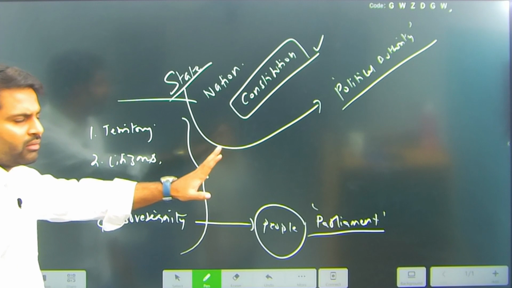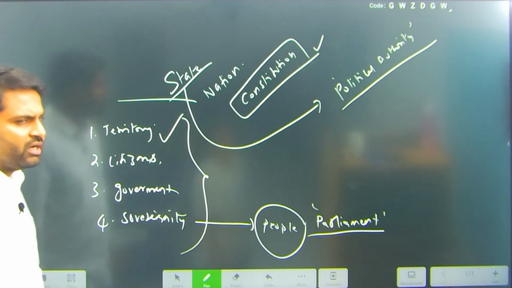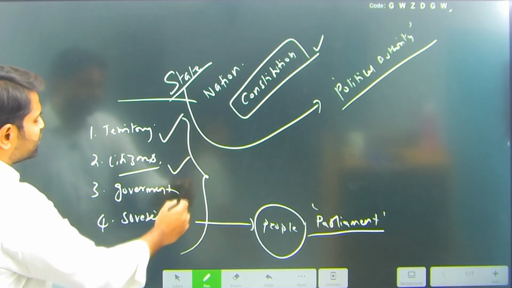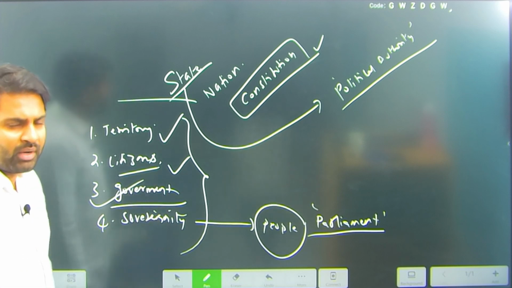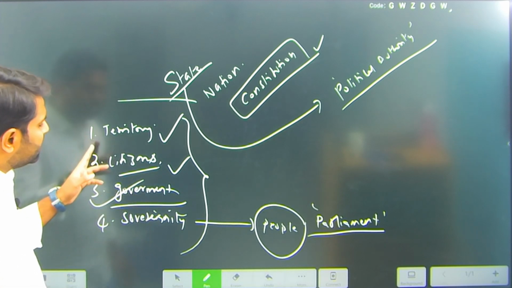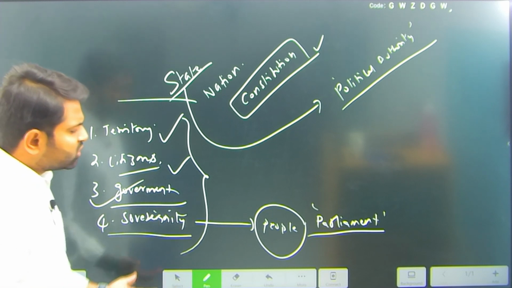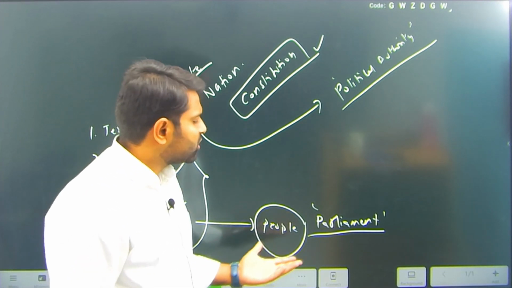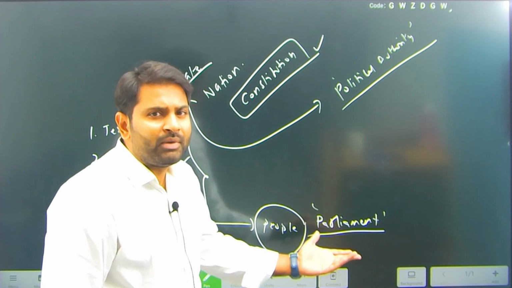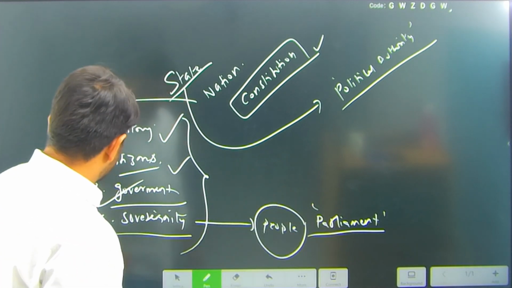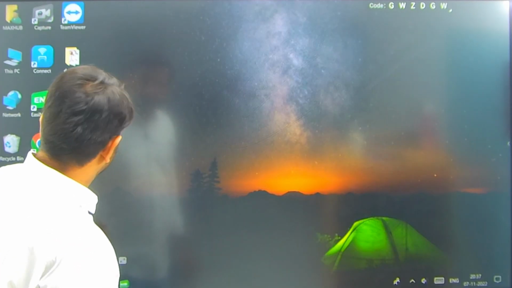Try to remember this. The first feature is territory. The second one is citizenship. The third one is government. Right? Territory, citizenship, government, sovereignty. Who is sovereign in India? People are sovereign in India, and Parliament is the sovereign institution. Keep that in mind.